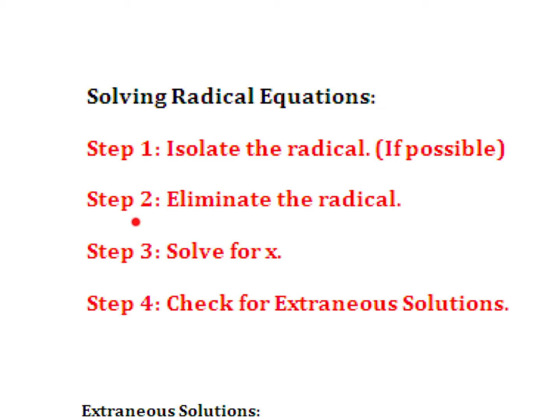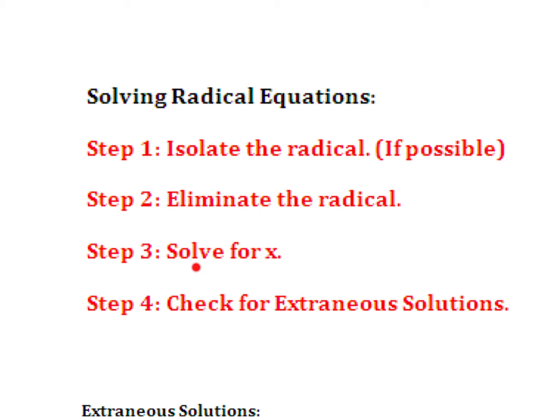Step 2, you eliminate the radical, make it go away. You've probably done this before when you were working with the Pythagorean theorem. If you needed to get the x squared by itself, you'd square root both sides. Well, that works in reverse. If you want to get rid of a square root, you could square both sides. If you want to get rid of a cube root, you can cube both sides. So that'll be something we practice today.